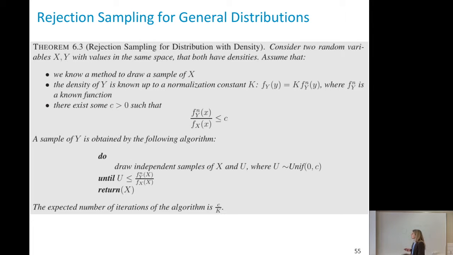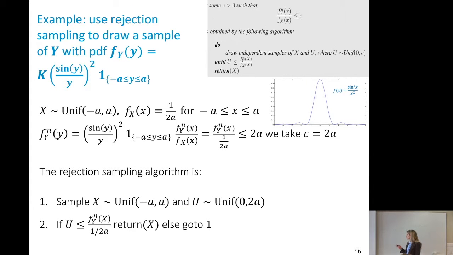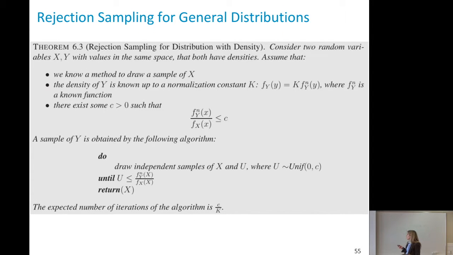So any questions on this? We will see how to apply this next. I want to mention here also that in this case we don't require fYn to be bounded, but we require fYn over fX to be bounded. We will see next a theorem where we require fYn to be bounded.